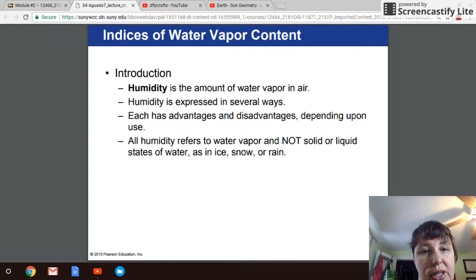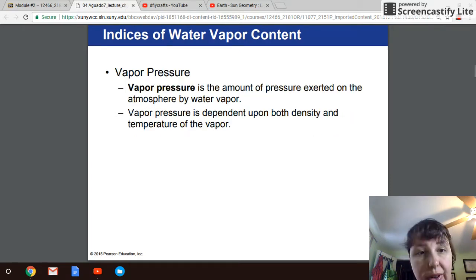Another term is humidity. The general word humidity just means water in gas form in the atmosphere. All humidity means is water in gas form in the atmosphere. Vapor pressure is the amount of pressure that water is exerting down on the surface or down on yourself.